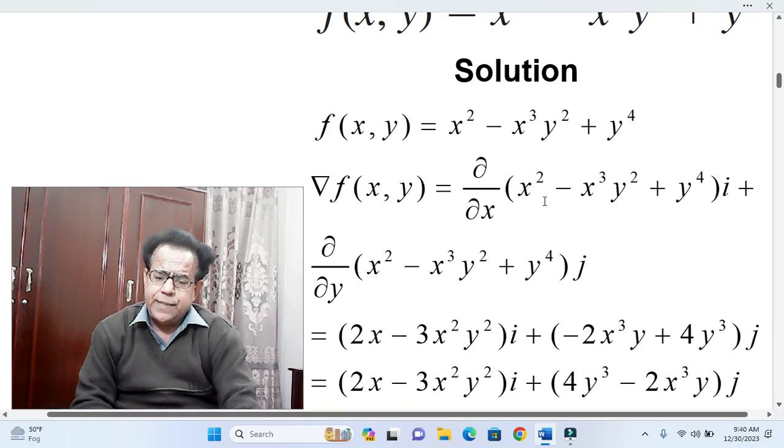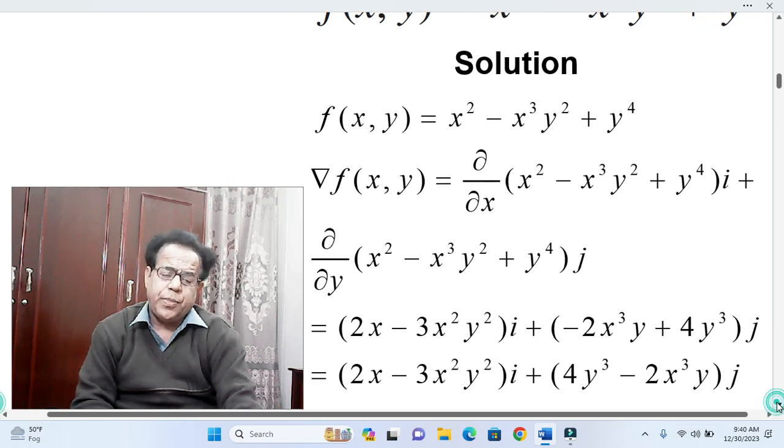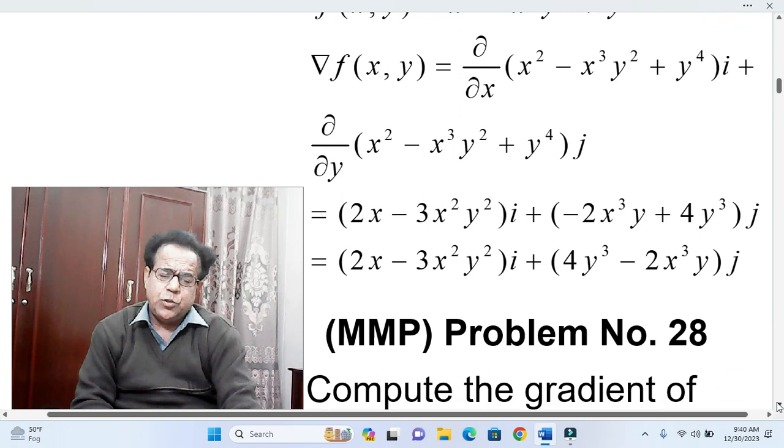Partial over partial x, this factor will become 2x minus 3x square y square. Similarly, the remaining portion, and finally this i plus j becomes this. I think it is enough.